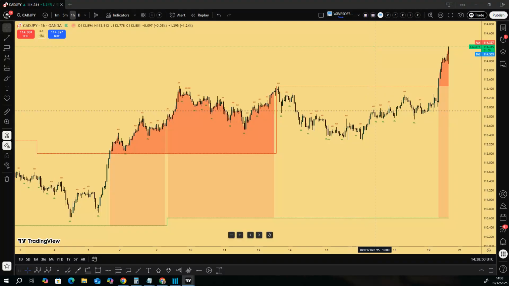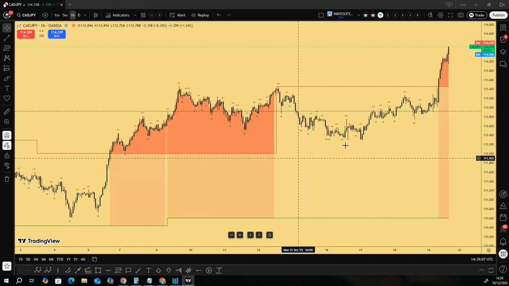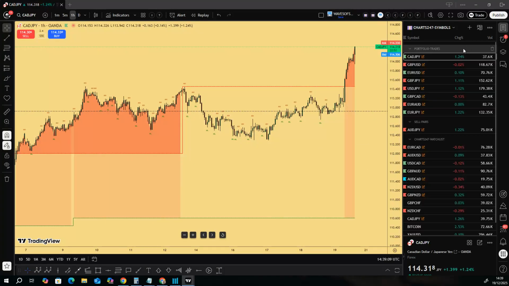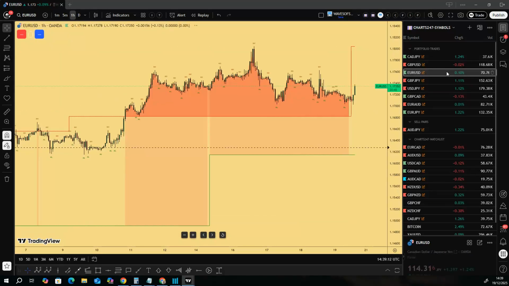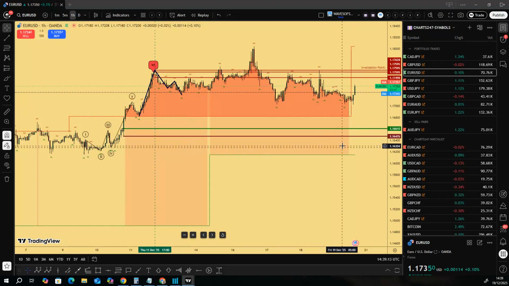Our focus is firmly on the Canadian dollar Japanese yen this afternoon. Euro dollar has been very, very useful in the last couple of days. We've seen the price behaving as we have expected. I gave some key levels on the euro yesterday.